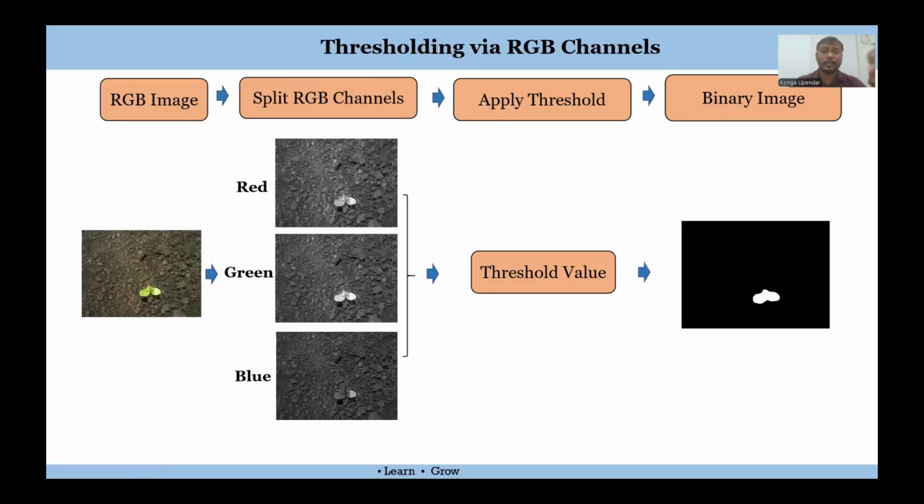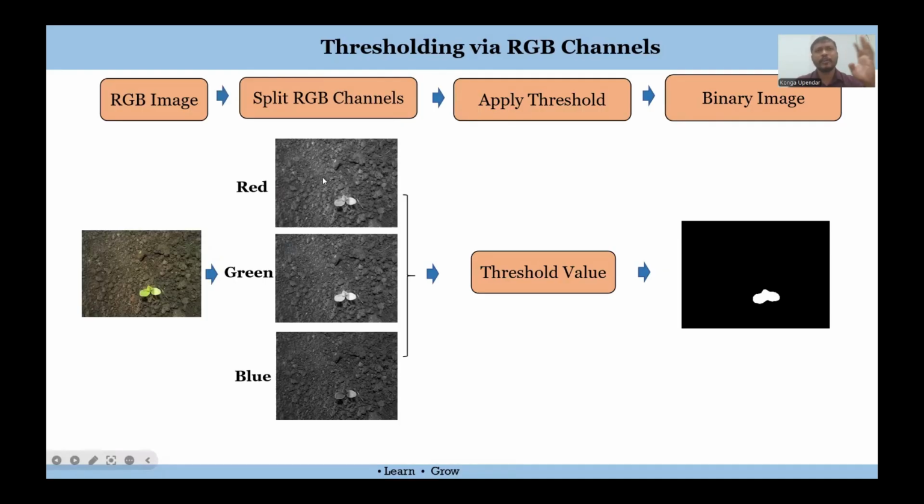Another important thing is that we have different color models: the RGB color model, HSV color model, YCrCb color model, Lab color model, and XYZ color models are also available. You can apply the threshold on those color models also. My intention here, by talking about RGB channels, is that we can apply the threshold on any color model.